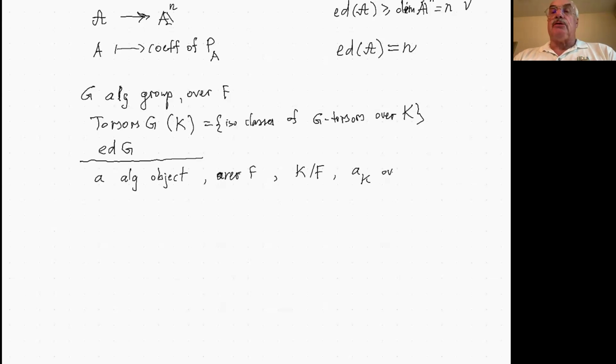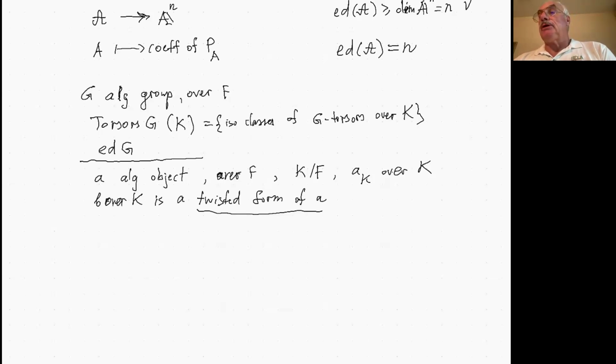Now, an object B over K is called a twisted form of A if B and A_K are equal over the separable closure of K. Now, if you have a twisted form B of A, then you can consider the set of isomorphisms between B and A_K.